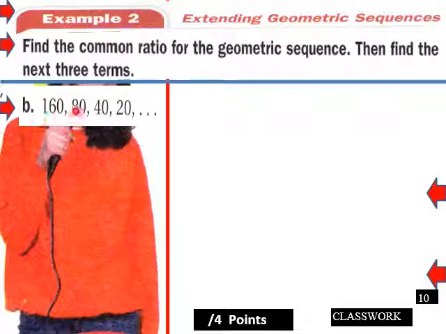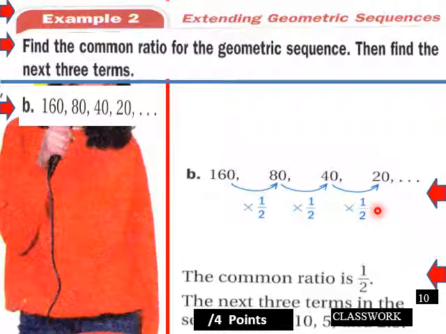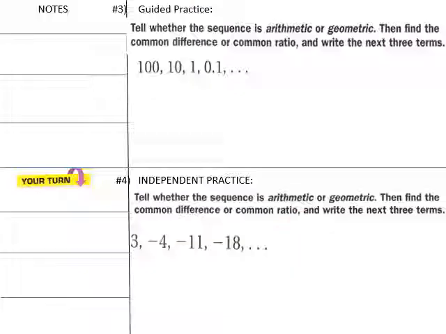And then for B, we have this sequence here. What's going on here? We have a common ratio of 1 over 2. So multiply each one of these by 1/2. What would our next three terms be, class, for this one? The next three terms would be 10, 5, and 2.5 for this geometric sequence.